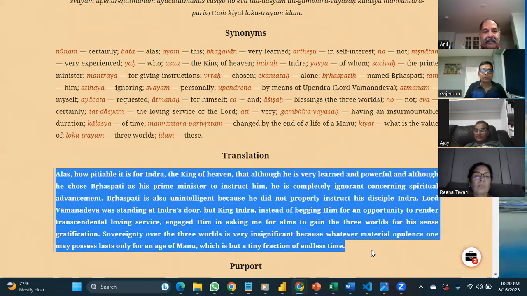Alas, how pitiable it is for Indra, the king of heaven, that although he is very learned and powerful, and although he chose Brahaspati as his prime minister to instruct him, he is completely ignorant concerning his spiritual advancement. Brahaspati is also unintelligent because he did not properly instruct his disciple Indra. Lord Vamandev was standing at Indra's door, but King Indra, instead of begging him for an opportunity to render transcendental loving service, engaged him in asking me for alms to gain the three worlds for his sense gratification. Sovereignty over the three worlds is very insignificant because whatever material opulence one may possess lasts only for an age of Manu, which is but a tiny fraction of endless time.